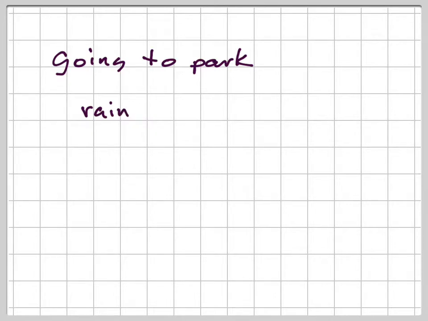Okay, so say for example we're going to an amusement park, or any park for that matter. We'll just say going to the park. There are certain things that could happen. It could rain, right? In which case you don't go.